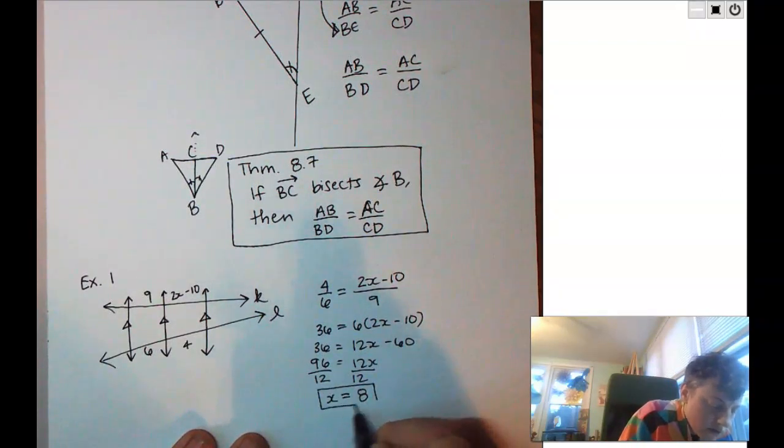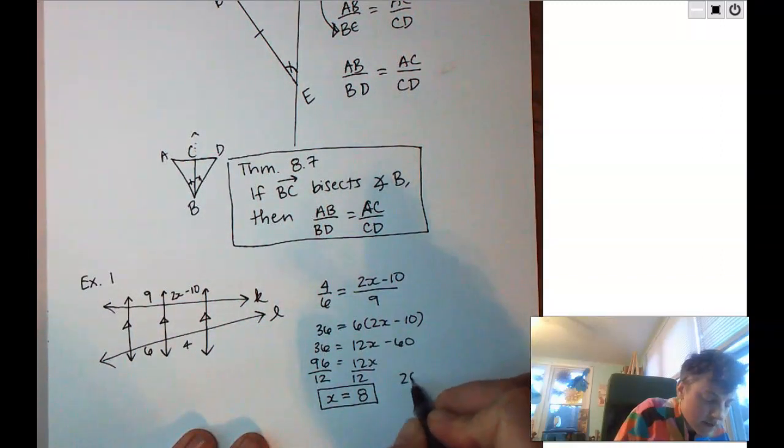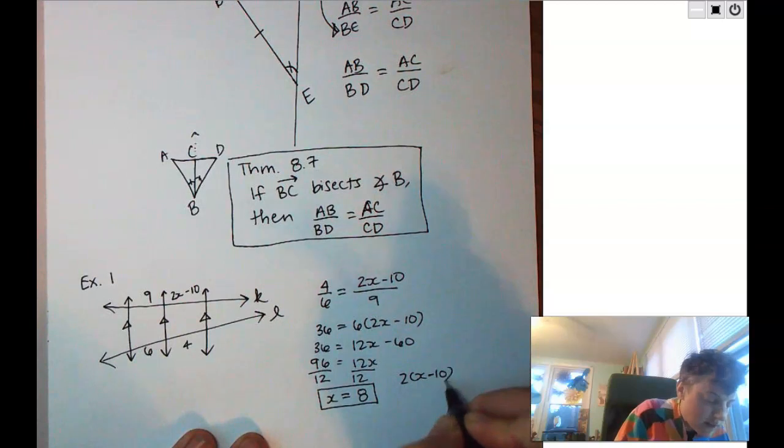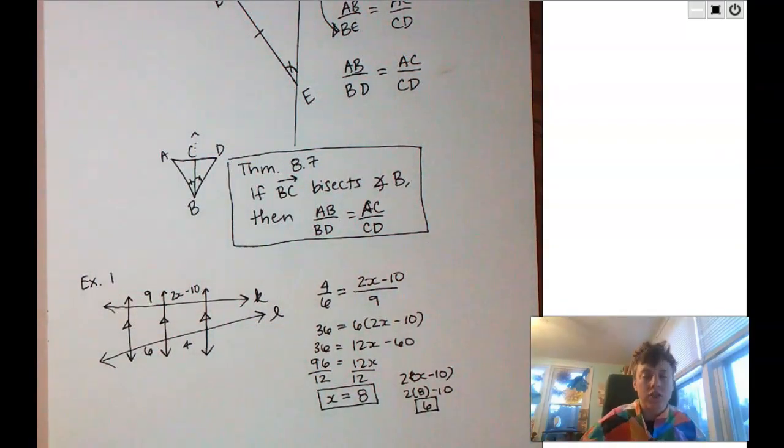Super chouette. We could even plug x back in. We'll say that section, 2x minus 10, whoops, extra parentheses, what are you doing? 2 times 8 minus 10. Well, that's 16 minus 10. That's 6. Great. That side length would be 6. We are, in fact, geniuses. We're such geniuses, we're going to do one more example.